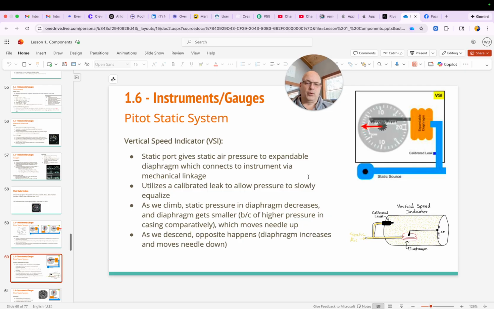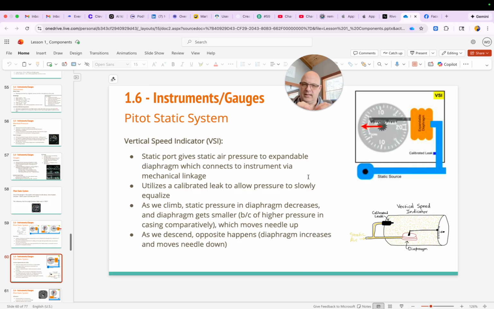So here the static port gives you a static air pressure that is expandable in the diaphragm, which connects to the instrument via mechanical linkage, which gives you the information up front. Now, as the pressure changes as you gain altitude or descend in altitude itself, it sends the information in the background. Now, once you reach that altitude, it goes back to 0, right? Because you're not climbing or descending anymore, because there's a small little leak that was created that allows the pressure to normalize to the next altitude that you have arrived at.